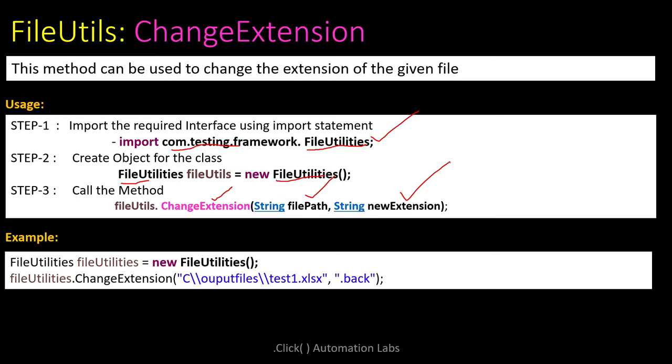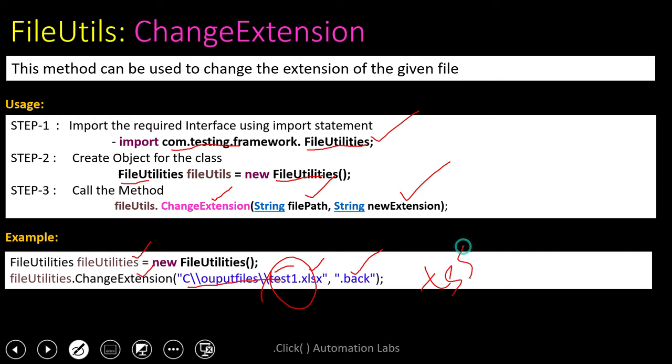So let's take one example. As I said, this is my object and this is my method, and I'm saying convert this test1.xlsx as .back. Once you run this code, it will rename test1.xlsx as test1.back. So this is how it works. If you are downloading any file from your application and storing it in this folder, you don't see any issues, because you have already renamed the old one as a backup file, and the new file will be downloaded to this folder. So this is the purpose of this utility.